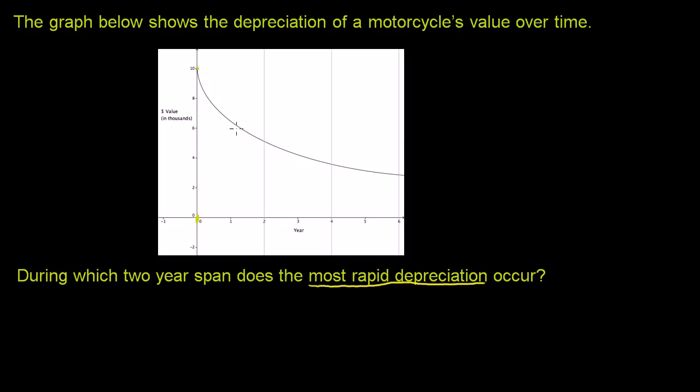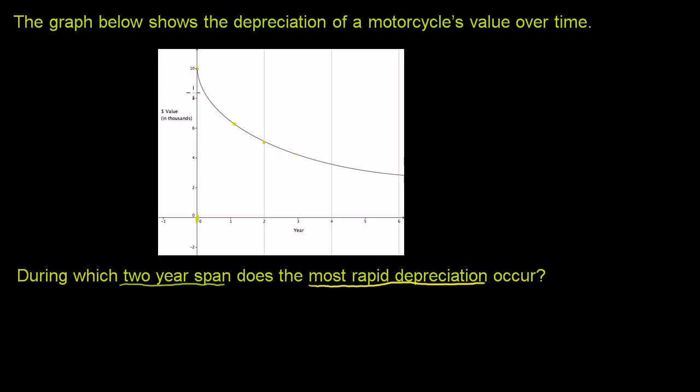And then when it's 1 year old, it looks like it's about a little over $6,000. And when it's 2 years old, it looks like it's about, I don't know, 5,000. Then at 3 years, it's about 4,000, and so on and so forth. So this curve shows how it depreciates, how it loses its value. And they're saying, when is the most rapid depreciation occurring? And they don't want to just know what year. They want a 2-year span when we have the most rapid depreciation.